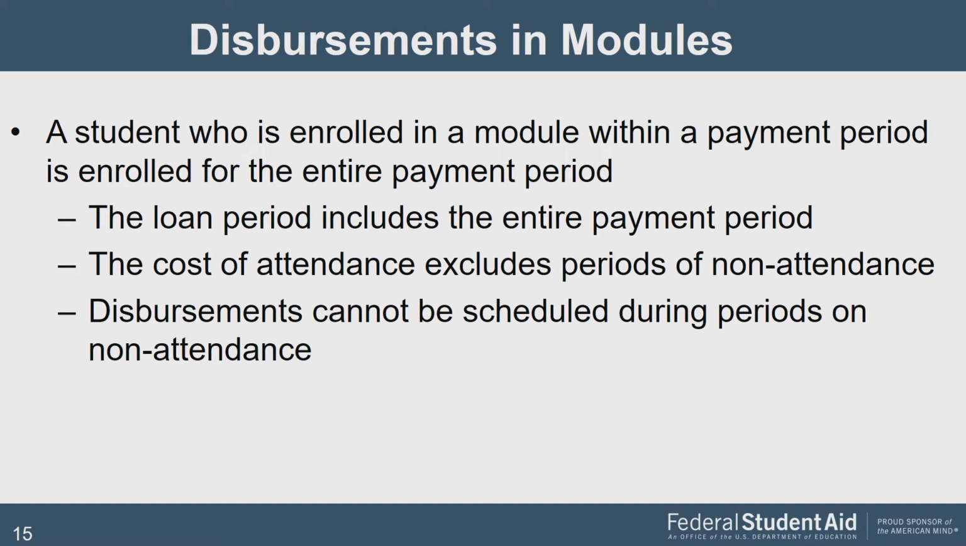But when we look at the cost of attendance, if the student is not in a particular module, you're excluding that module from the equation. And disbursements also cannot be made, or they can't even be scheduled, for periods of non-attendance. Okay, so for all reasons, we're looking at the payment period for disbursements when we're talking about modules. But you're not charging them attendance for the full payment period if they are not in class, if they're missing a module, and you're not disbursing when they're not in a particular module as well.